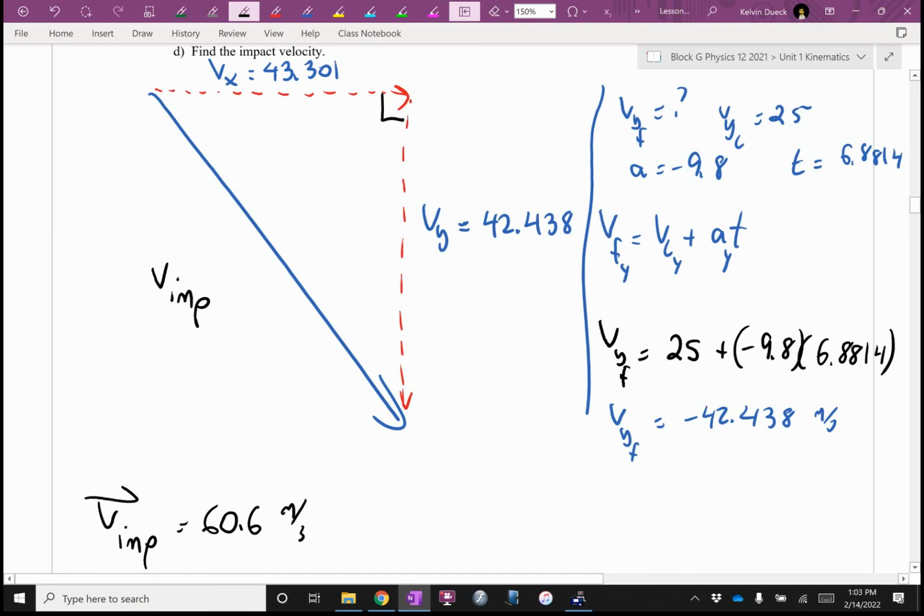Are we done? Why aren't we done yet? Because all vectors have both magnitude and what? Got to give a direction. Now, if they had said find the impact speed, walk away, I'm done, because that is the impact speed, 60.6. They want the direction. Where's theta going to go? Top left or bottom right?